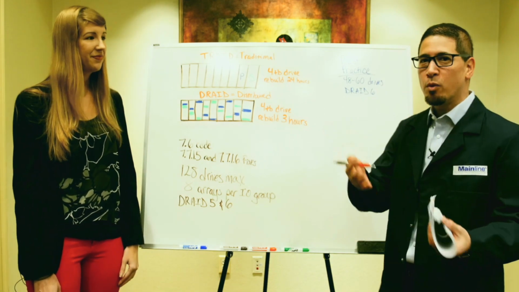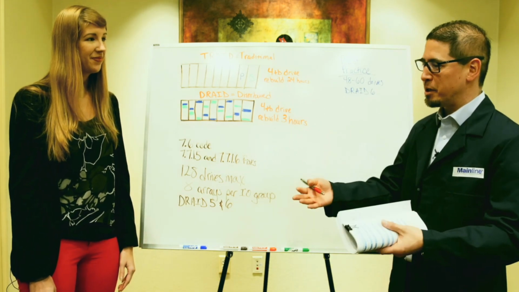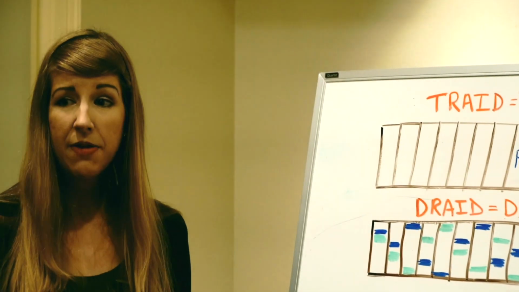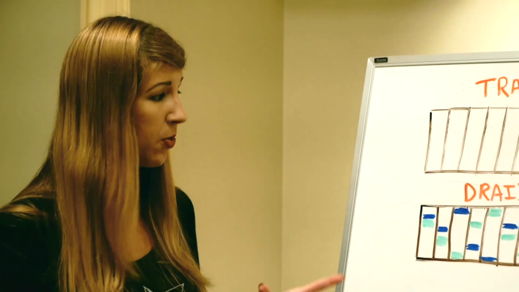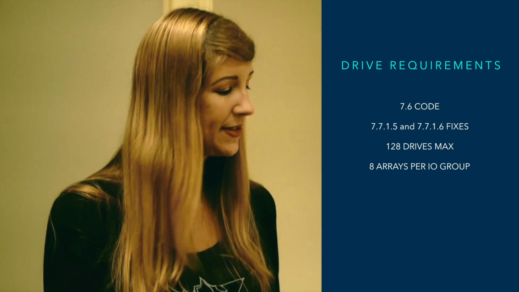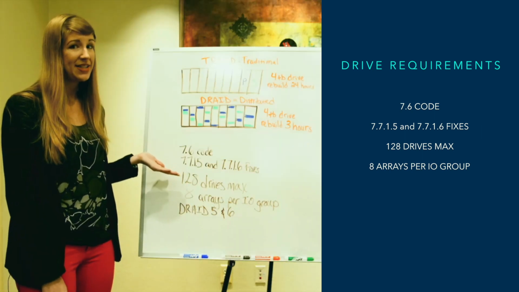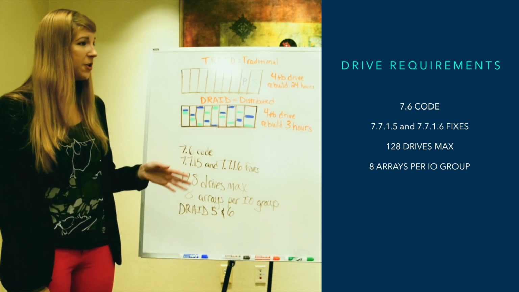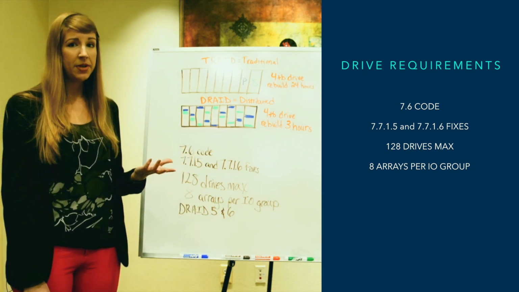How, if somebody wanted to do it, can they look at their IBM system and decide, I can go ahead and make this change? So if you have drives that are not currently in an array in a RAID group, then you can use those if you are on the right code levels, which starts at 7.6, though there are patches and fixes at 7.7.15 and 7.7.16. Or if you have a net new system, you can set it up from the get-go at distributed RAID.